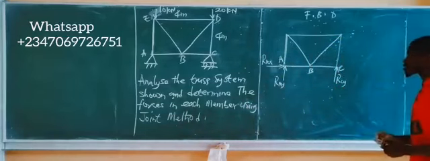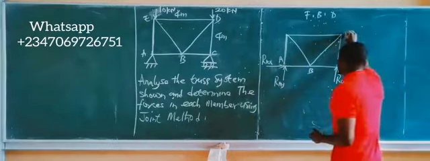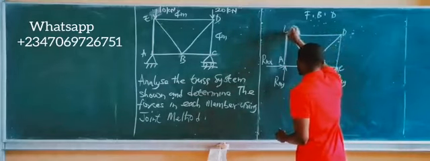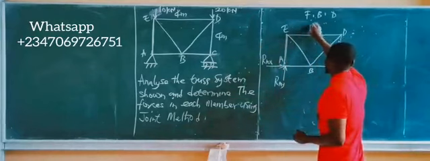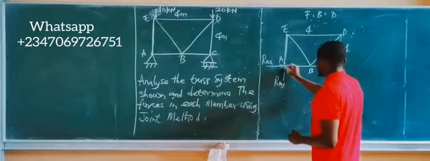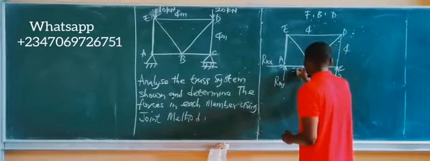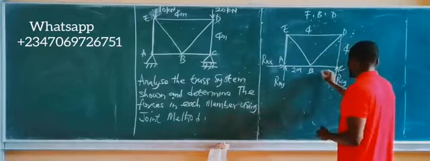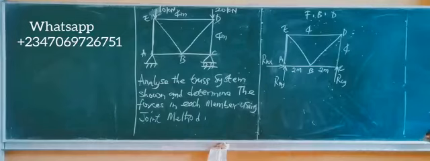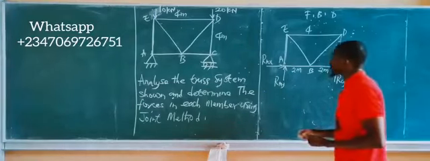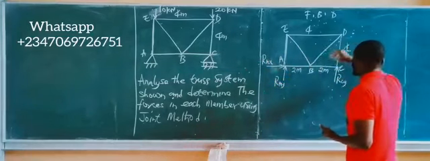Okay, so this is actually a square truss system. This is B, and this is E, with equal sides. Here is 4, here is 4. Which means from A to B is 2 meters, and from B to C is also 2 meters, because it's actually a square truss system.